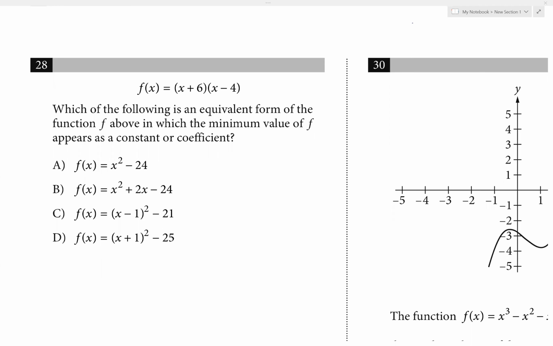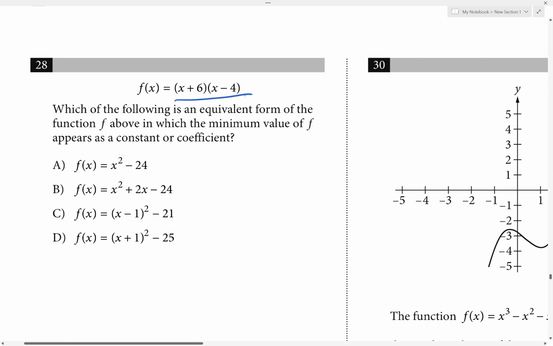All right, question 28. We have f of x equal to x plus 6 times x minus 4. Which of the following is an equivalent form of the function f above, in which the minimum value of f appears as a constant or coefficient? Okay, so we're looking for an equation that's equivalent to this. It has to be the same thing, and also has to show us the minimum value as a constant.